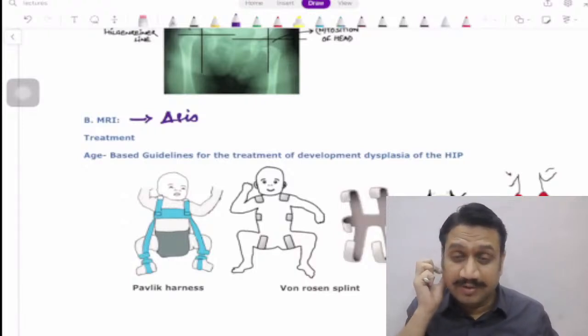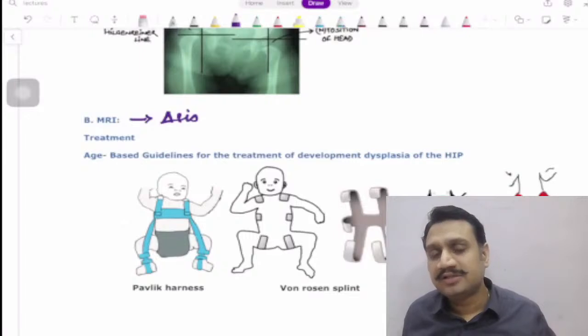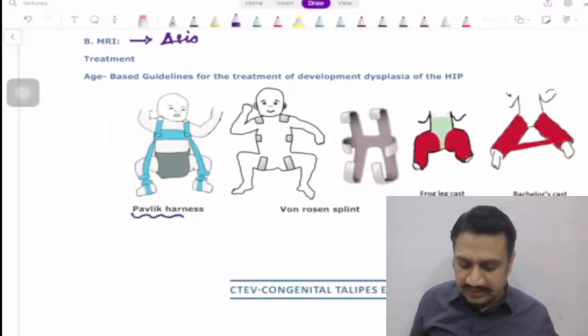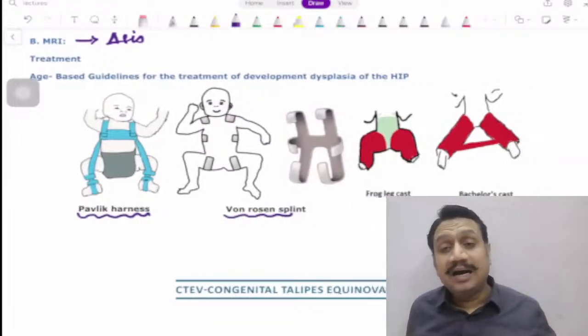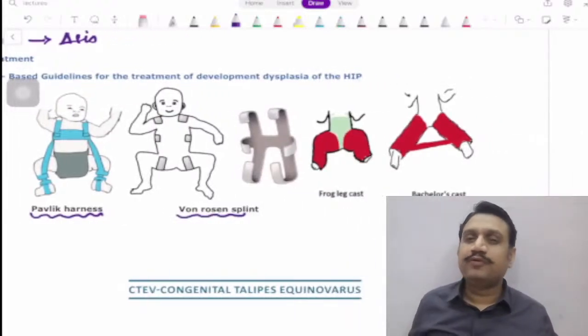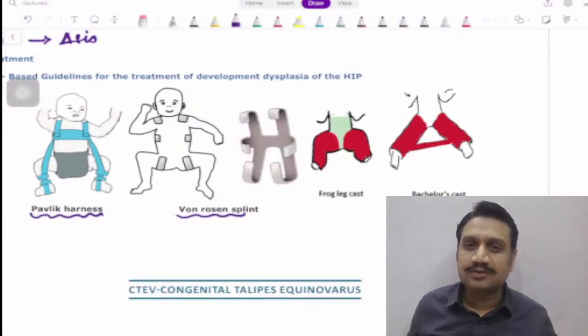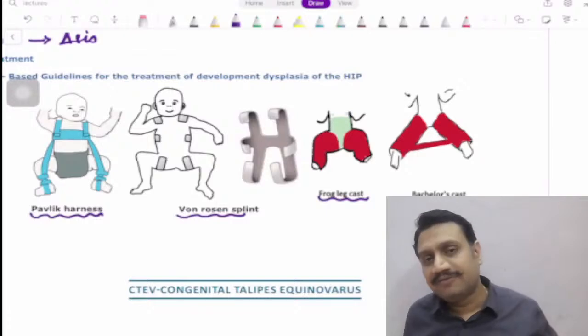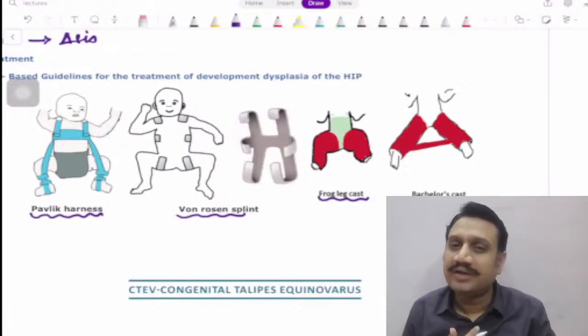Okay, and for the treatment plan, please remember, till 6 months we can use braces and splints called the Pavlik harness or von Rosen splint. After that, muscles are stronger, so we have to use plasters to make those kinds of splintages or supports. They are called the frog leg cast or the bachelor's cast. And after 1.5 years, we have to go for surgery, open reduction only.